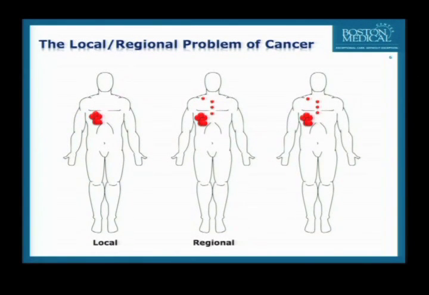And then of course the last problem is the systemic problem. The systemic problem is when the cat's out of the bag, so to speak, and the cancer has spread far and wide. Dr. Blanchard talked about the problem with central nervous system metastases, so brain metastases. That's a problem that we can treat with radiation therapy, but we can't cure. Metastases anywhere in the body, we can treat, we can palliate, we can be involved in this. So this is what radiation oncologists do.